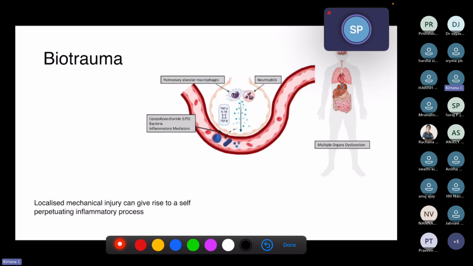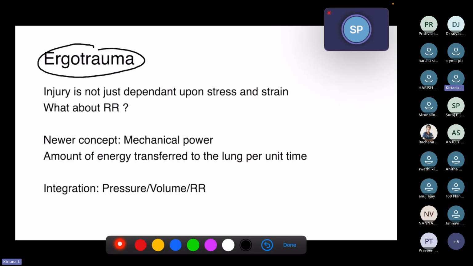Now there is a new concept that is known as ergotrauma. The word ergo stands for energy, right? Till now we have seen that the lung can be injured because of excessive pressure and because of excessive volume, right? Stress and strain. But what about respiratory rate? Common sense should prevail here. If the lung is undergoing the same stress and the same strain multiple times in a minute as compared to fewer times in a minute, the injury is going to be more. Therefore, we have to factor in the respiratory rate as well.